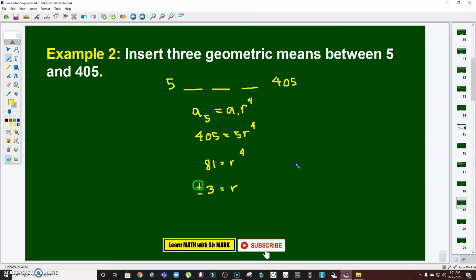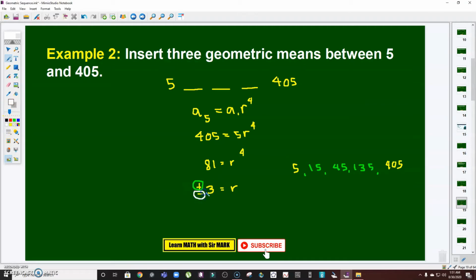Let me just write it here, 5. If r is 3, then 5 times 3 will give us 15. 15 times 3 is 45. 45 times 3 is 135. And, of course, 135 times 3 should be 405. So this is the first set of the three geometric means that we have to insert between 5 and 405. Clear? How about if r is negative 3?